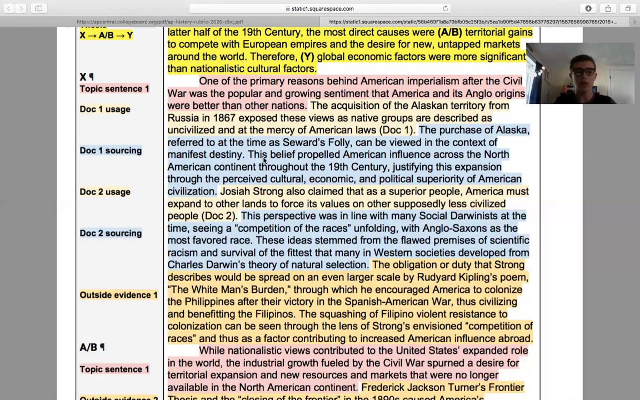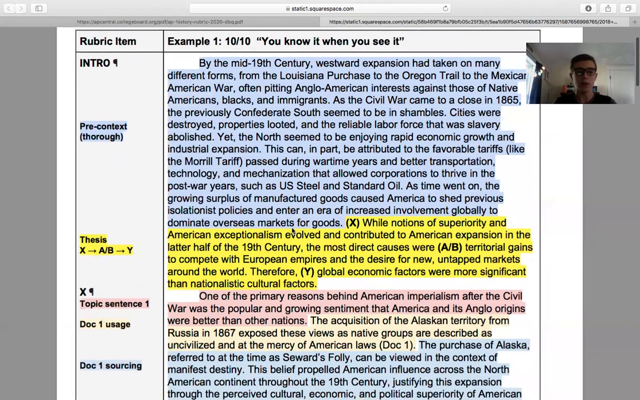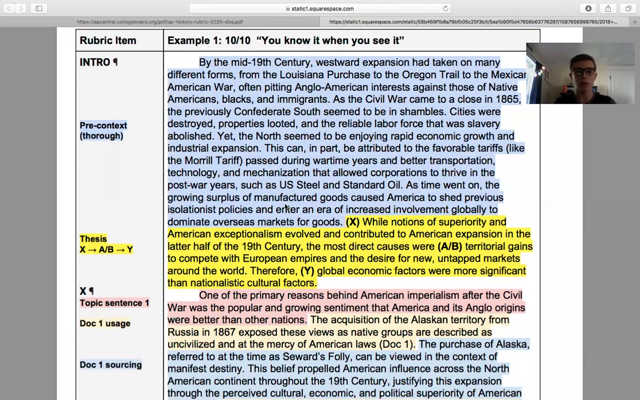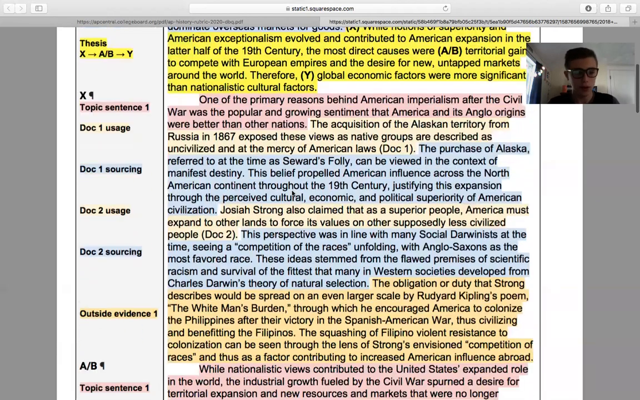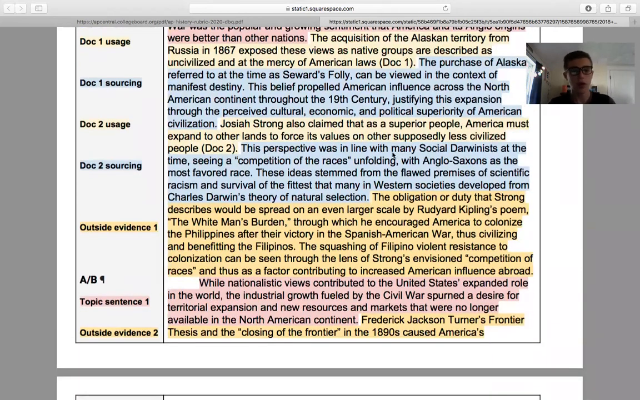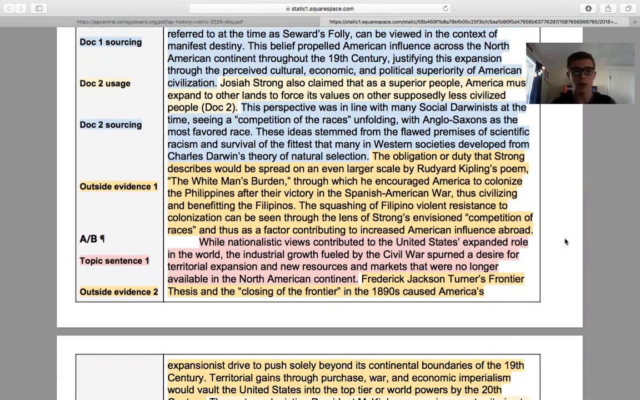And that was manifest destiny. And it was not the same one from up here. You can't use the same thing from up here again, as it said in the thing we were reading on the rubric. So then they did the same thing again. Then they provided some outside evidence.